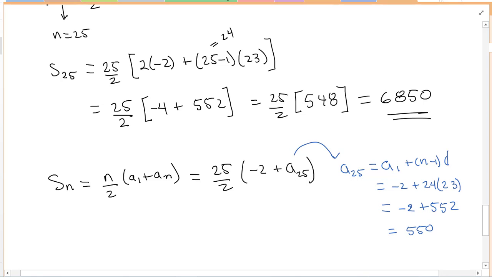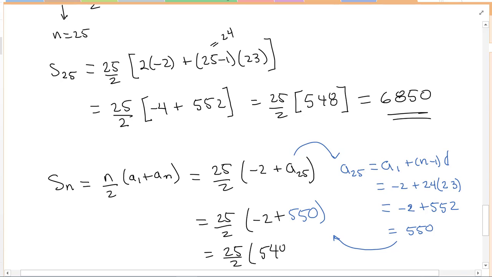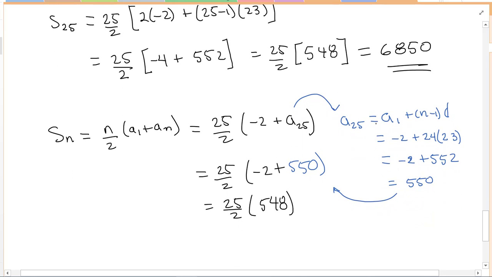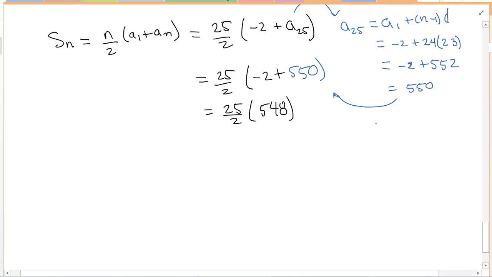So when I go back to our formula here, it's going to be 25 over 2 times -2 plus a25, which we found to be 550. Right, and so notice that we get the same thing. 25 over 2 times -2 plus 550, which is 548, is now the same math that we did over here. So we're still going to get 6850. So you can do it either way. Let's try another example.